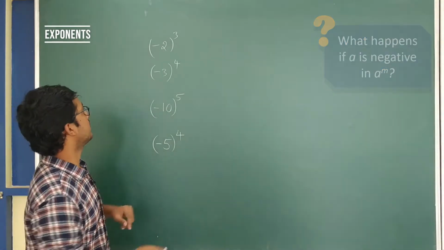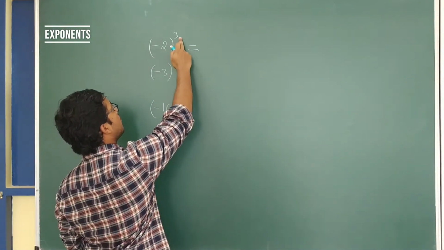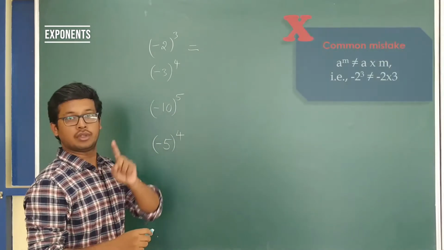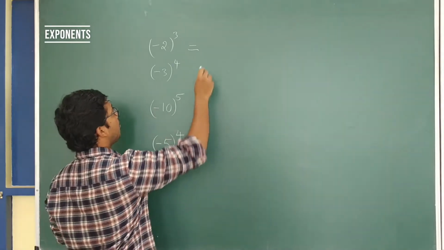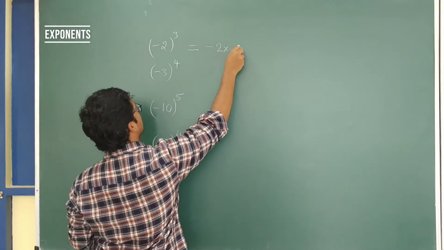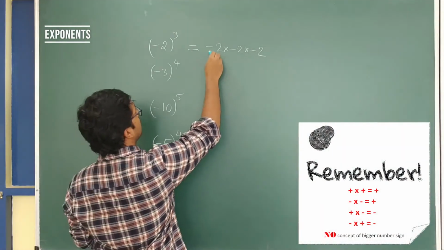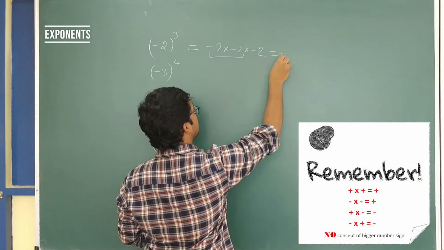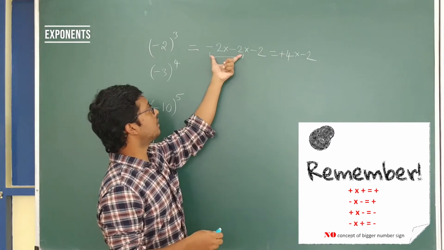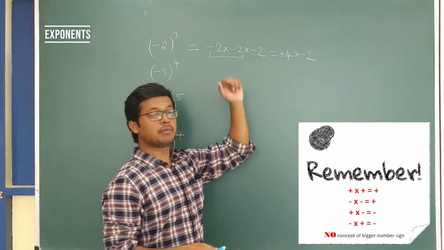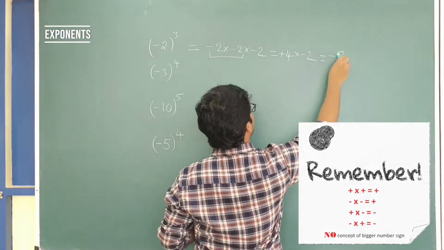Okay, so let's check this one. Minus 2 raised to 3. So what will be minus 2 raised to 3? It's minus 2 multiplied 3 times. It is not minus 2 into 3. Please do not make this mistake. It is minus 2 multiplied 3 times. So it is minus 2 into minus 2 into minus 2. Now if you see, minus 2 into minus 2 becomes plus 4, into minus 2. So what happened is you paired two 2's together and it became plus 4, and 1 minus 2 remained as it is. So it will be minus 8.